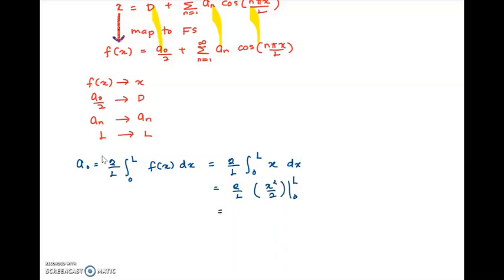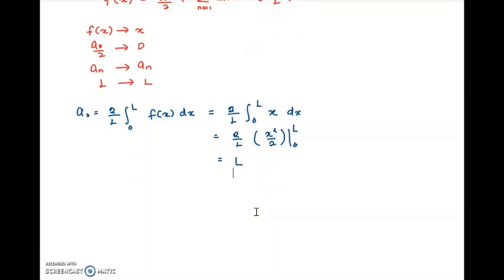So cut the story short, at the end we are supposed to get L. Substitute x equals L minus x equal to 0, and simplify everything. We have our a naught is L. So therefore, since d is a naught over 2, then we have L over 2. So that is our d. We are going to put that later in our final solution.